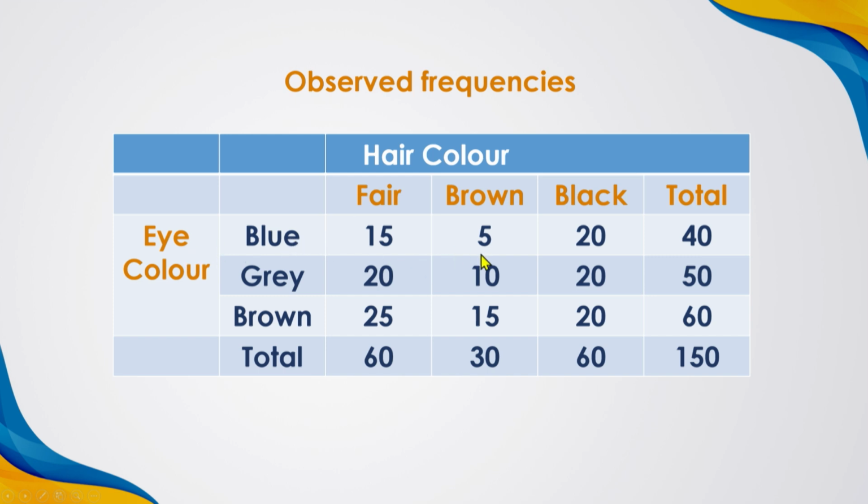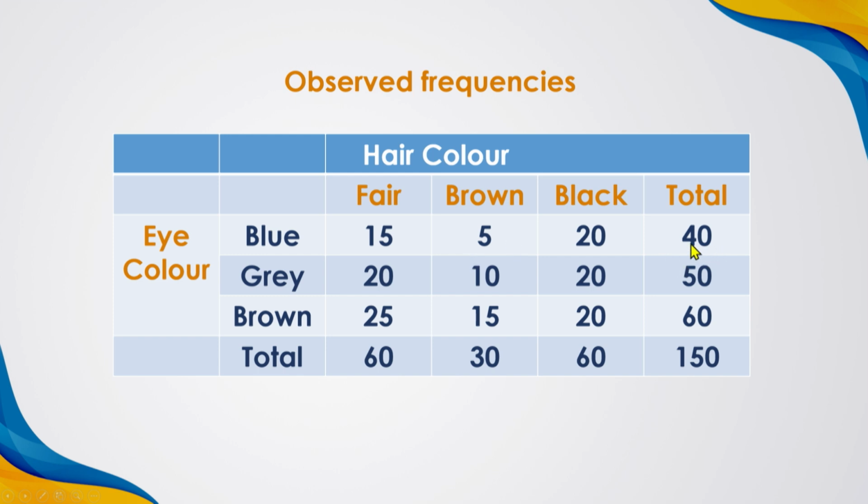So here each and every number speaks about 2 different categories. Let me also give one more example, 20. This 20 represents that 20 persons have black hair color and grey eye color. Similarly, each and every total speaks about the individual category.